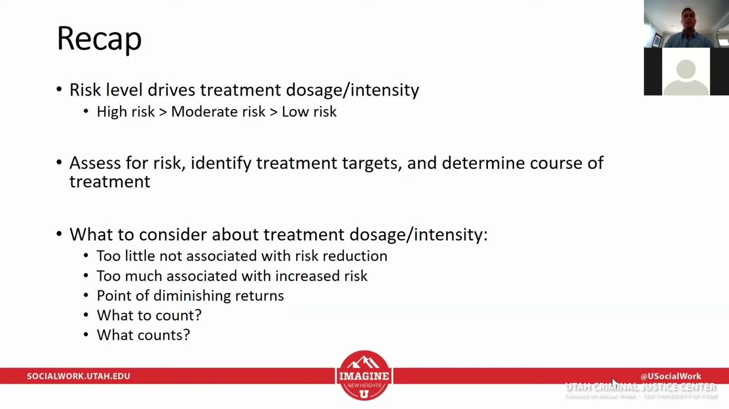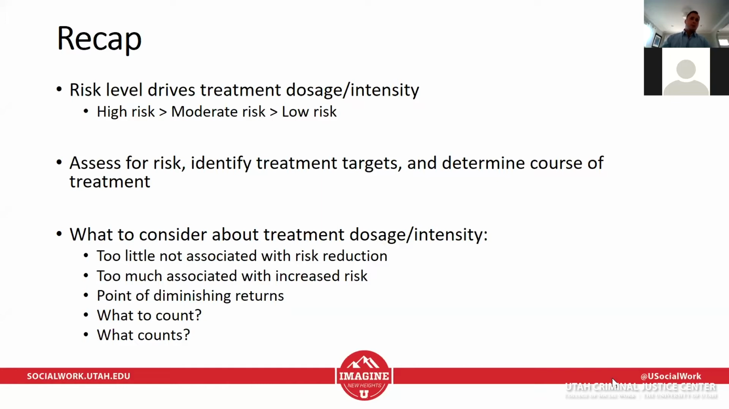And this really allows us to determine the course of treatment, which we can do using the information from the risk-need assessments to identify the amount, frequency, and duration of treatment that would be necessary, at least based on what we know in the empirical literature, to be most effective in reducing recidivism.